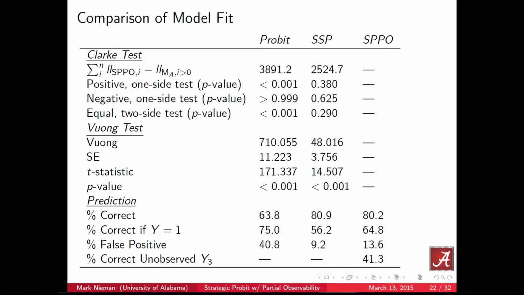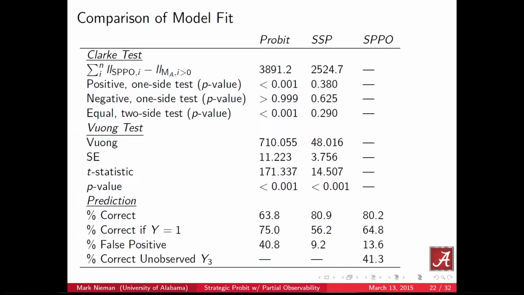And if we start looking at predictions of correctly identified individual cases, we see that the split sample and strategic Probit perform about the same on predicting the overall outcomes. We see that if the Y actually was 1, the traditional Probit model actually performs best. But when we turn to the false positive count, we can see that this is because it is predicting far more cases to be 1 than is actually true.